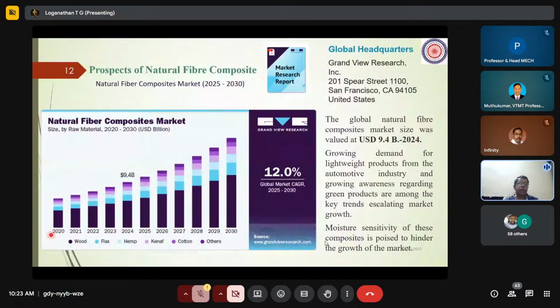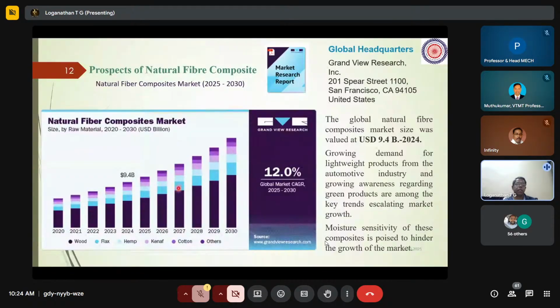We were seeing starting from 2020, there is a gradual rise in the utility of these fibers. So starting from wood fiber, flax, hemp, kenaf, cotton, and others. Others are inclusive of sisal, pineapple, which are cultivated in a lesser quantity. That's why they are all kept under one category. But flax, hemp, and the like have a very large volume of production. So you can see that it is gradually increasing, and it has a very huge market.